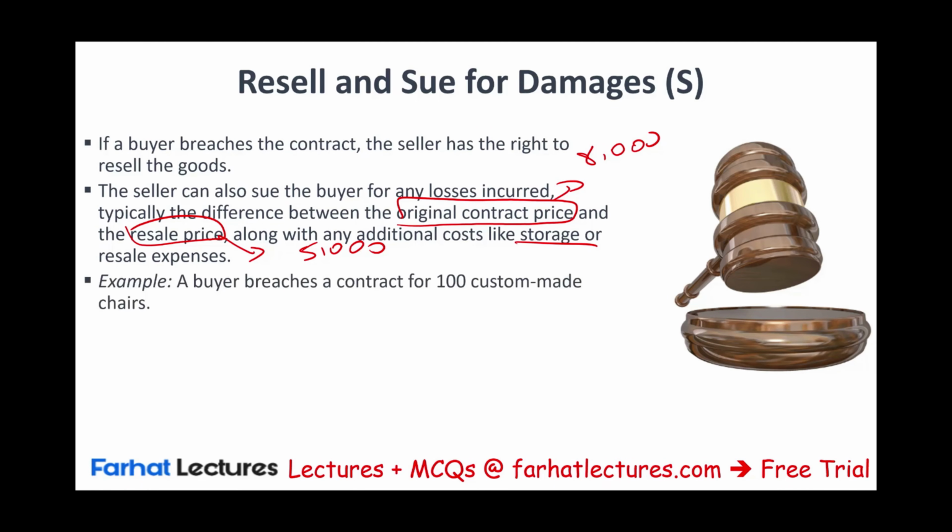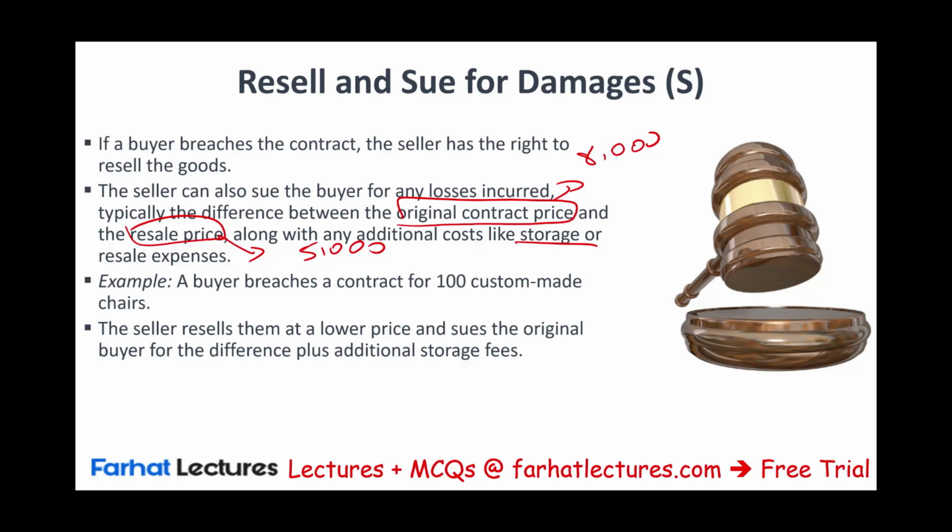A buyer breaches a contract for 100 custom-made chairs. The seller resells them at a lower price and sues the original buyer for the difference plus additional storage fees. Remember, those chairs are custom-made. It means maybe the name of the buyer is printed on them, or they are specially made for this client. So you're not going to easily find another buyer, so you may sell them at a discounted rate. If that's the case, you can sue the original buyer for damages.